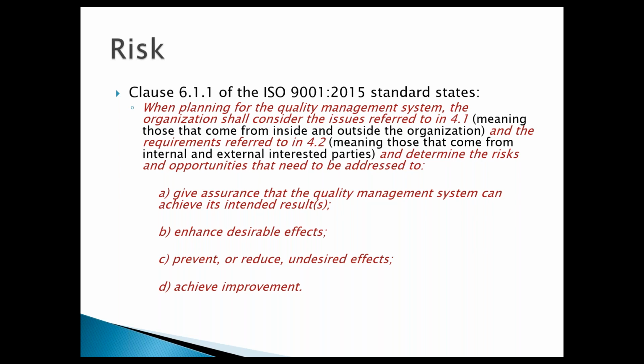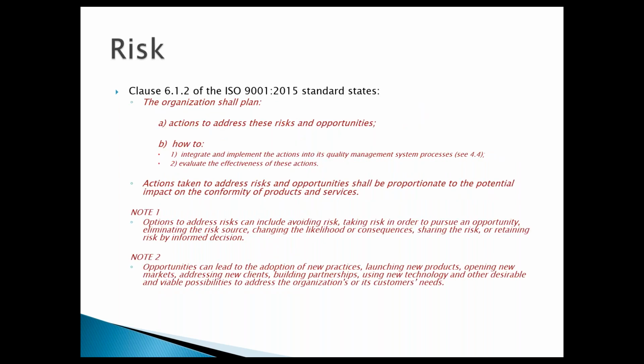This is not exclusively things that can go wrong, undesired effects, like it talks about under subclause C here. Could also be good things, could be enhancing desirable effects. That's why the terms risks and opportunities are used side by side in this requirement. And obviously the big picture here is assurance that your system can achieve its intended results and can also achieve improvement. In 6.1.2, it states that you need to plan your actions on addressing risks and opportunities and how you're going to integrate and implement those actions into your processes, and therefore evaluate the effectiveness of those actions.